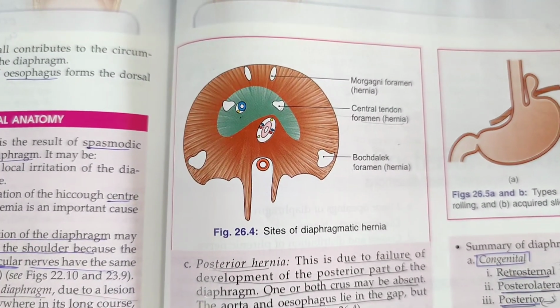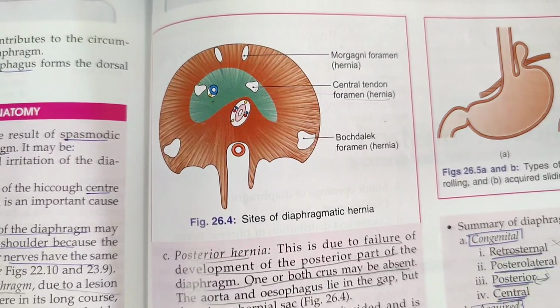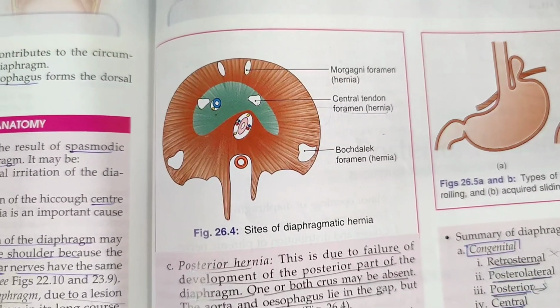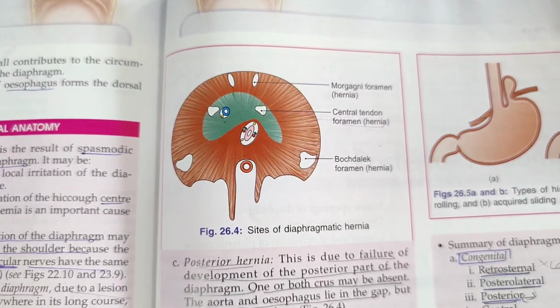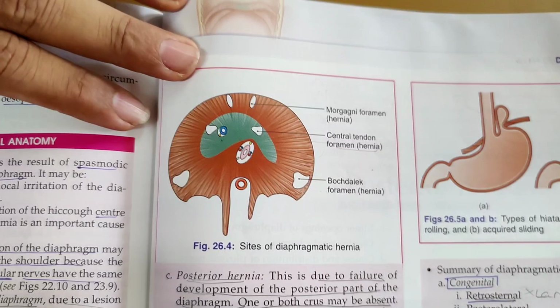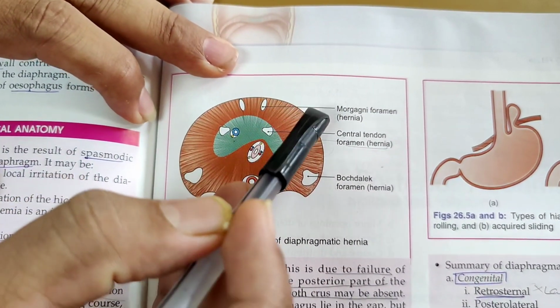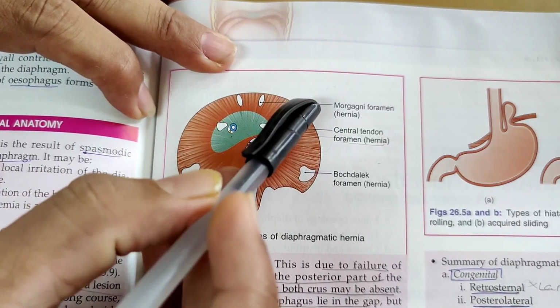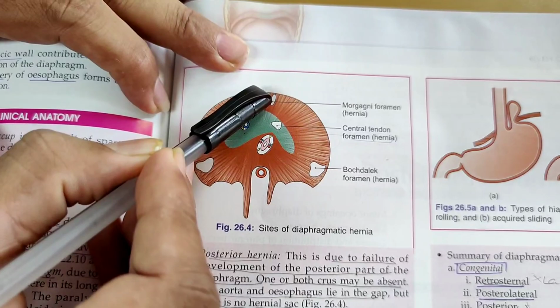Now important is diaphragmatic hernia. First is the foramen of Morgagni. It may be due to failure of the sternal origin of the diaphragm, and through the gap abdominal viscera may herniate into the thorax. So this hernia through the foramen of Morgagni lies just behind the sternum.